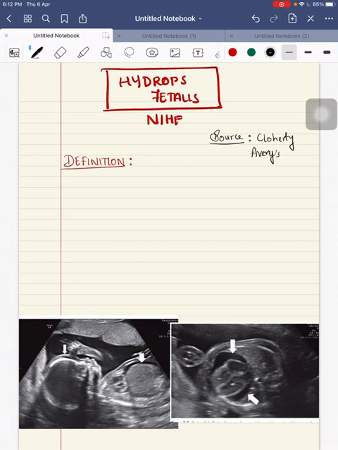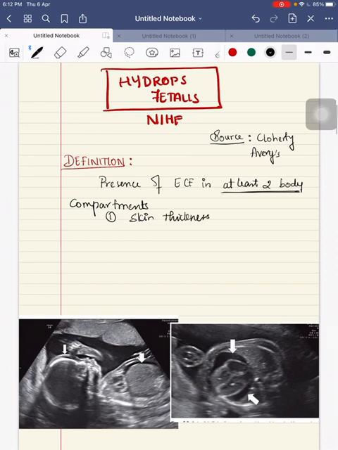Hello everyone, good evening. Today we will discuss Hydrops fetalis. Mainly we will discuss non-immune Hydrops fetalis. So start with a definition. It is defined as presence of extracellular fluid in at least 2 body compartments.